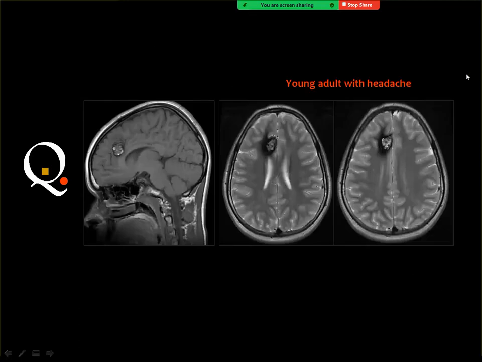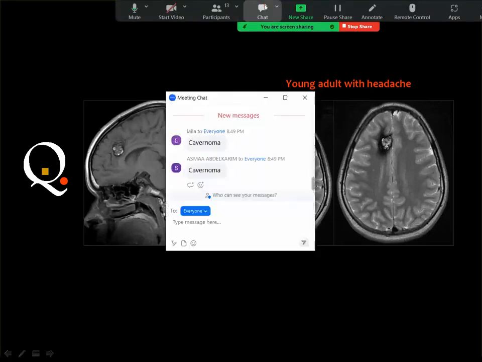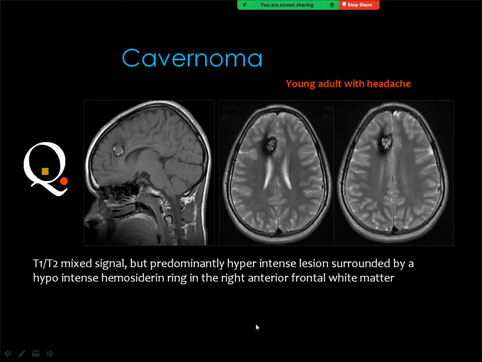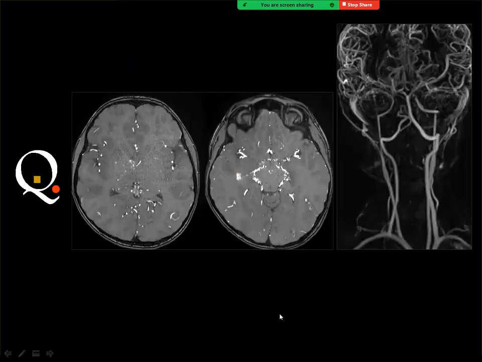The next case is a young adult with headache, and you got a lesion in the frontal lobe, in the T1 and in the T2 weighted image. This lesion is classic for cavernoma. The answer is right. And you see the hemosiderin rim around the lesion with the popcorn appearance and the absence of perifocal brain edema, the absence of mass effect. This is the classic appearance for cavernoma.